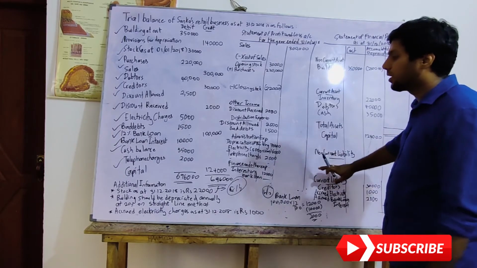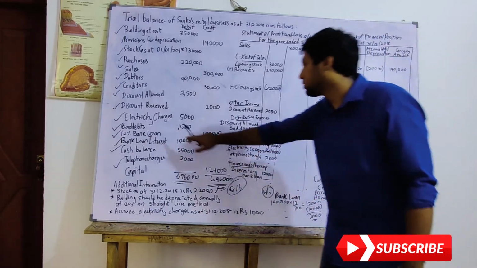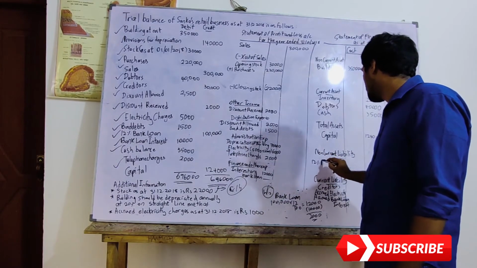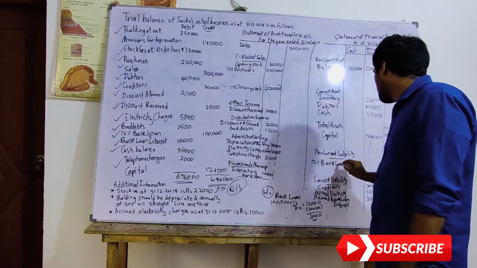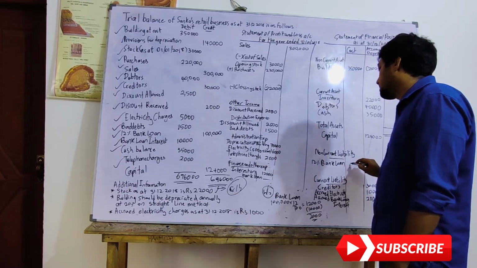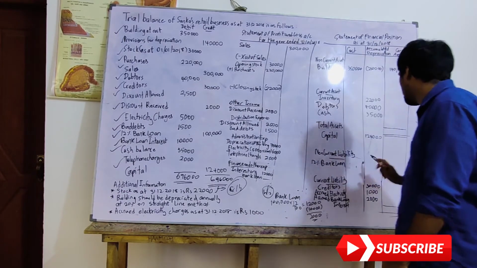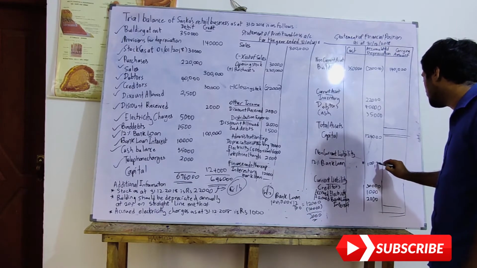I have missed one thing, which is bank loan. This 12% bank loan 100,000. I forgot to take. So I'll take this 12% bank loan here. So I'm done with recording the whole stuff. Now I just want to know what I have done is correct or wrong. Always use the second column when you're doing the adjustment.